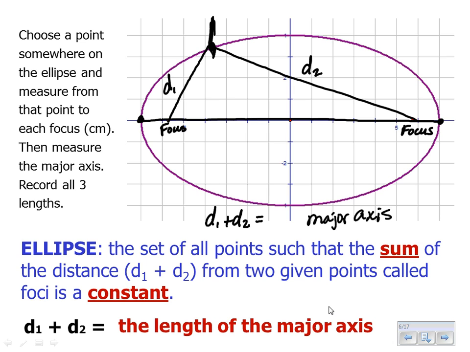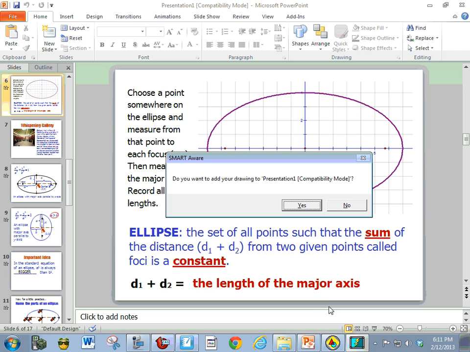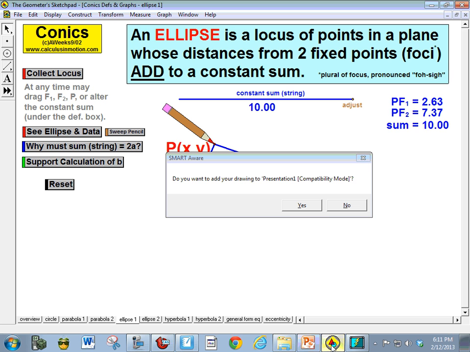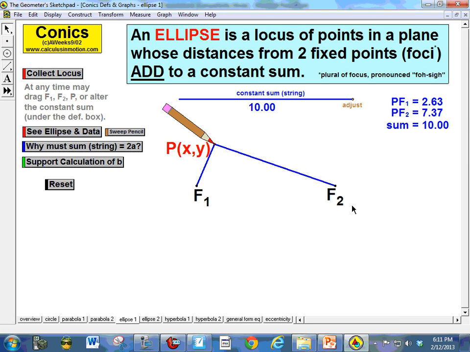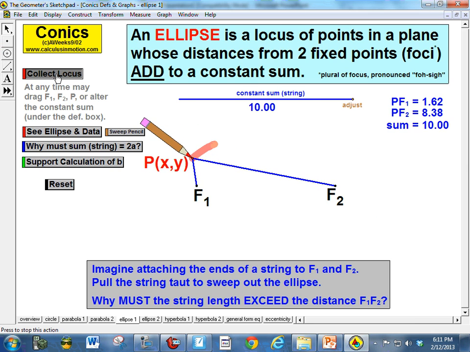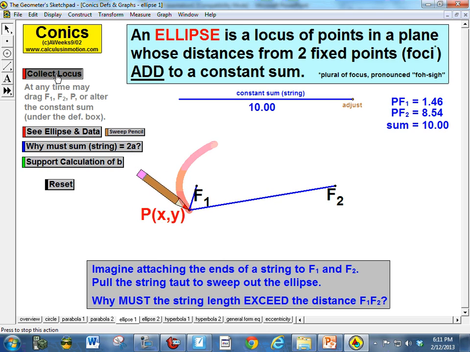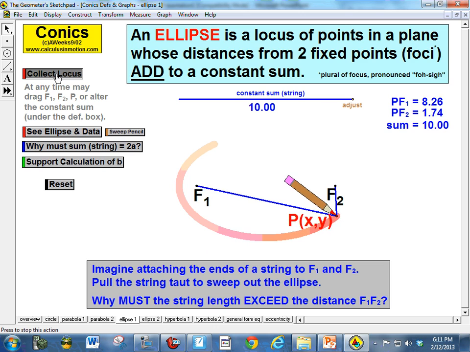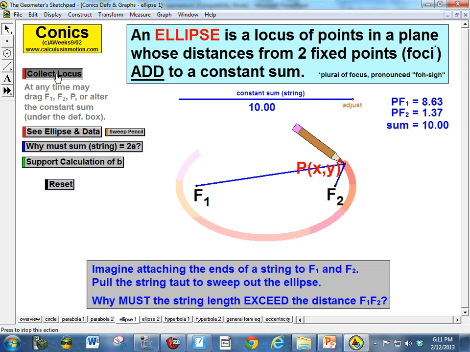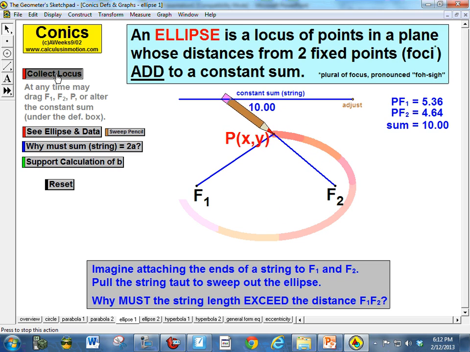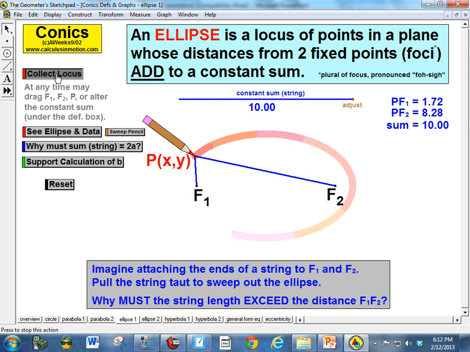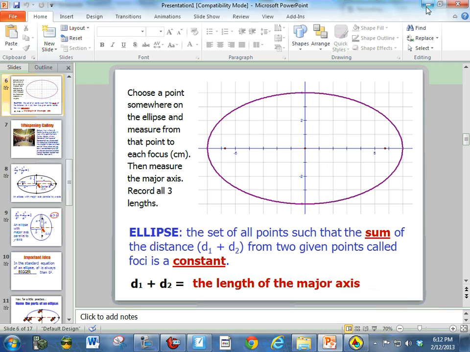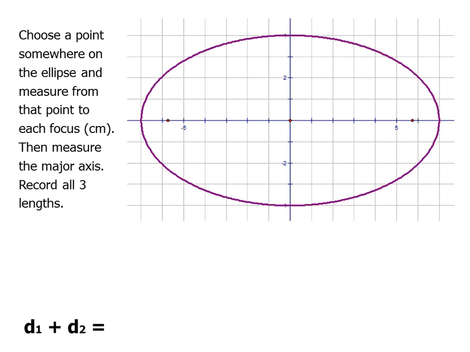I'm going to have to get out of the PowerPoint for just a second and show you an example of that. So if we look at this here, you will notice that there's the string D1, D2 attached to the 2 foci, and I've got this pencil and I'm tracing it around, and it's drawing the ellipse. Pretty cool, huh? Okay, I'll put that back down, go back to our PowerPoint.